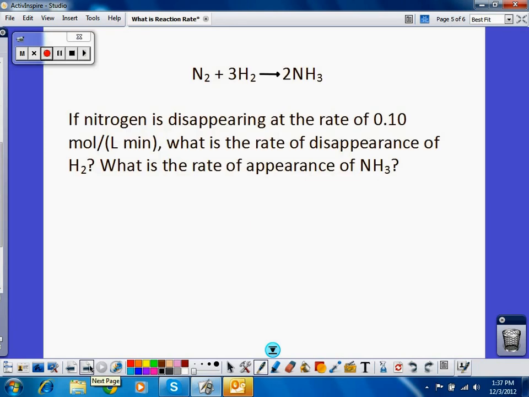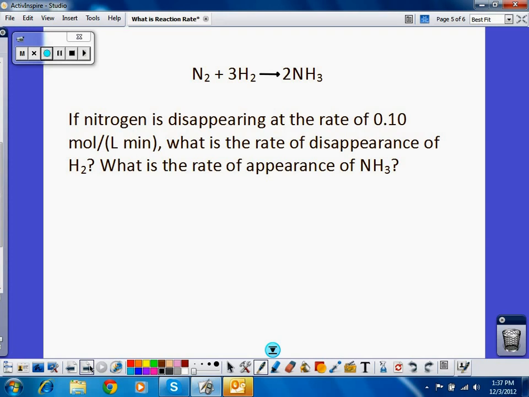Okay, so here's an example problem. I have nitrogen and hydrogen forming ammonia. So if nitrogen disappears at the rate of 0.1 mole per liter per minute, what is the rate of disappearance of H2, the other reactant? What's the rate of appearance of ammonia, the product?